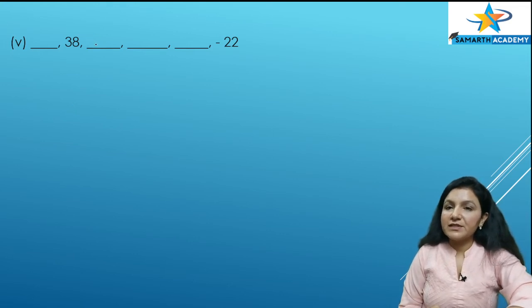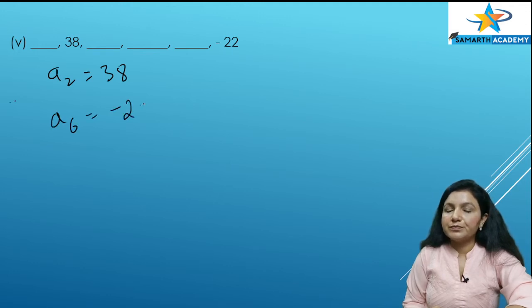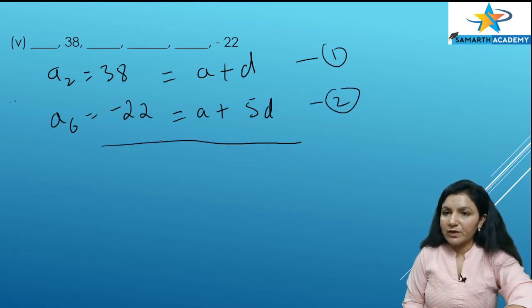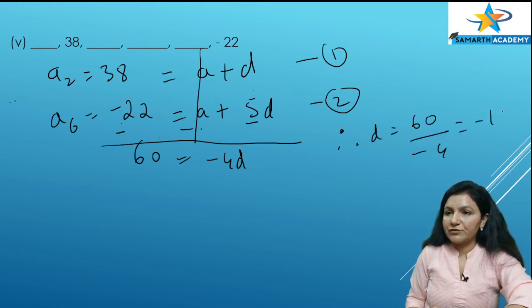Question 5. First term is asked, second term is given and the sixth term is given. So first let's write whatever is given. a2 is equal to 38 and a6 is equal to -22. So a2 is a plus d and a6 is a plus 5d. Let this be equation 1 and 2. So we will subtract the given equations so that we can eliminate one variable and get the value of the other variable. 38 minus of -22 is 60 equal to, a gets cancelled, d minus 5d is -4d. Therefore, d is equal to 60 by -4, that is -15.